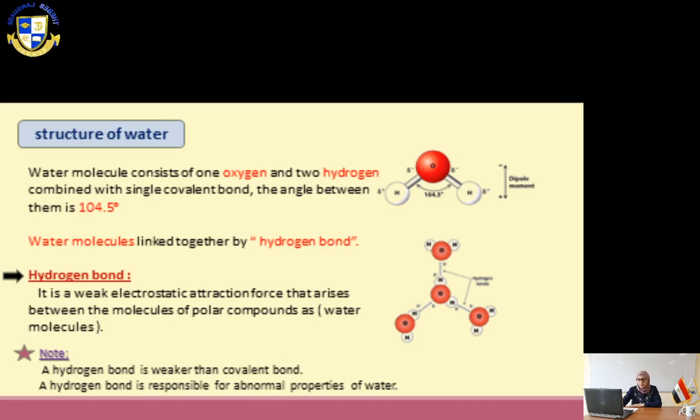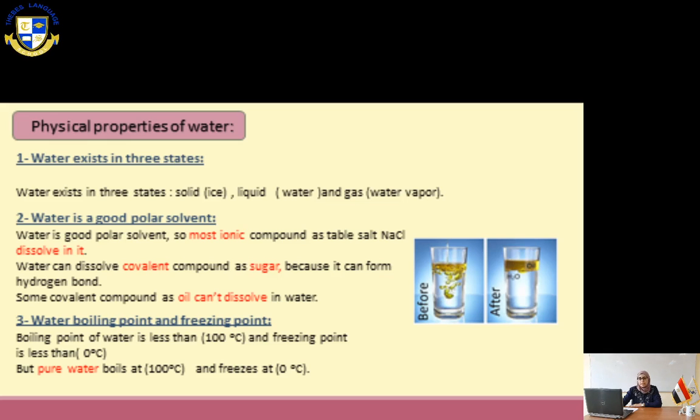Here, slide number 3, we are going to take the physical and the chemical properties of the water. What are the physical properties of the water? Number 1, water exists in 3 states. What are the 3 states of the water? They are solid, liquid, and gas. Solid like ice, liquid like water, and gas like water vapor. Here, water is a good polar solvent.